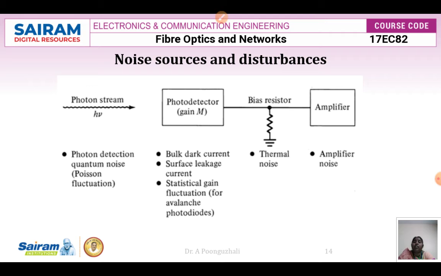So here, when light is incident on the photodetector, photon detection, which is a quantum noise, is going to be present. And in the photodetector we can have a bulk dark current or a surface leakage current or a statistical gain fluctuation for avalanche photodiodes. This is your bias resistor. Because of the temperature generated across this resistor, we will be having thermal noise, and in the amplifier we will be having an amplifier noise.